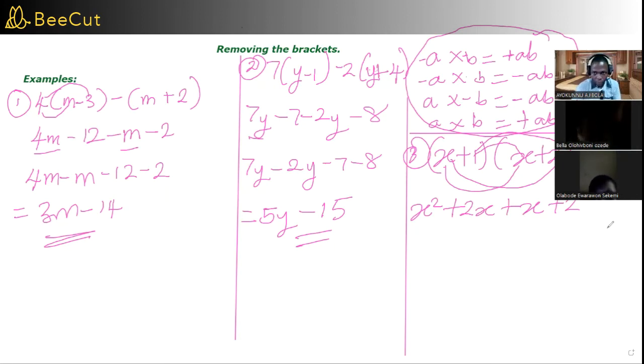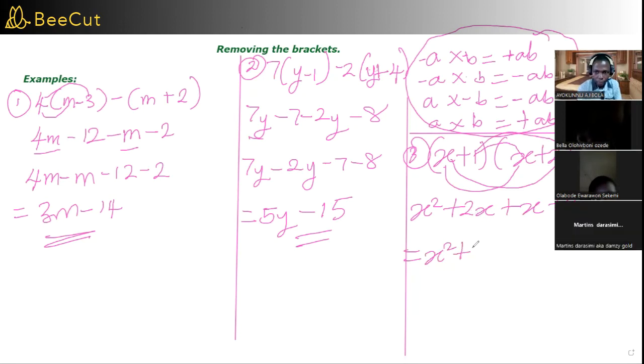So as I go on with this one now, I have to simplify. So I have x squared. So this is finally going to become x squared. Then 2x plus x is 3x. So I have 3x, then plus 2.